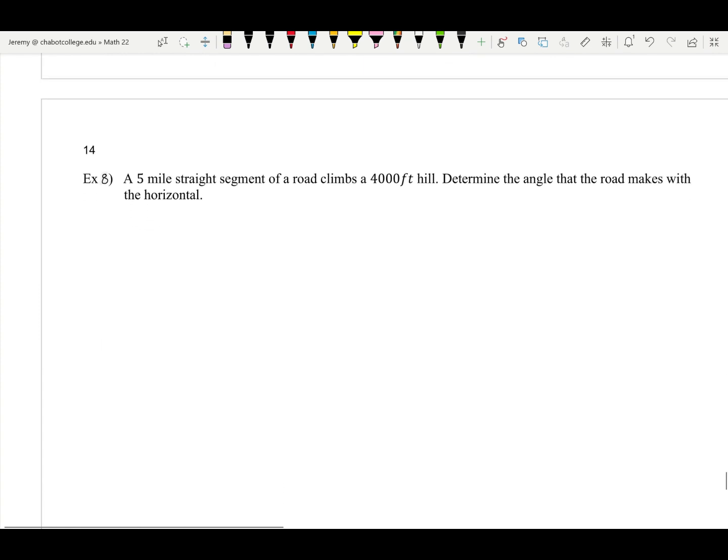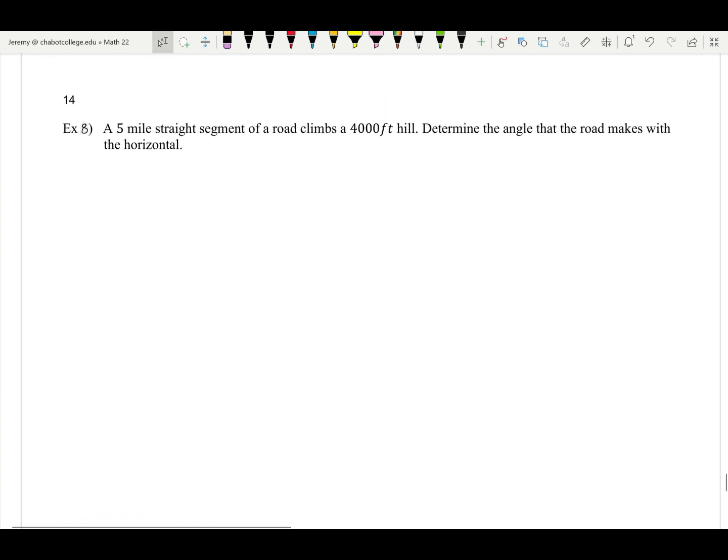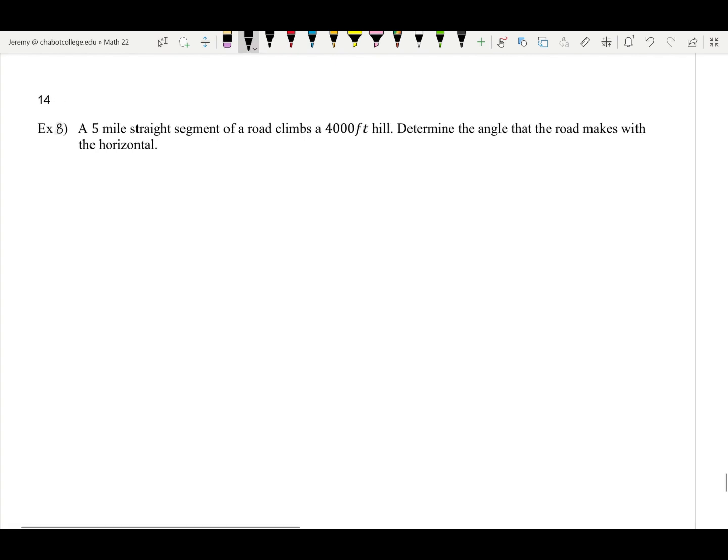The last problem of this section and of this chapter, actually, example 8: a 5-mile straight segment of road climbs a 4,000-foot hill. Determine the angle that the road makes with the horizontal. Okay, so a little application problem here. I'm expecting some kind of right triangle to pop up. We have a road that's going up a hill, and this 4,000 feet, that's like the height or the elevation climb of this hill. So let me draw a little picture.